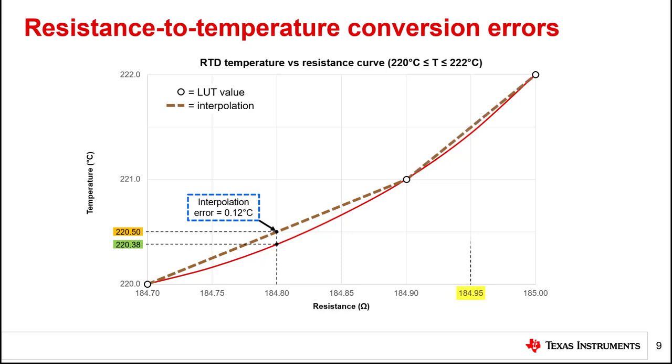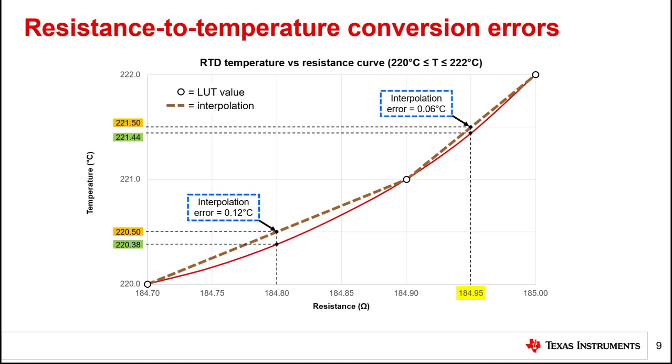A similar interpolation can be performed between 221 and 222 degrees Celsius, where a measured resistance of 184.95 ohms yields a 0.06 degrees Celsius difference between the actual temperature and the interpolated value. Both of these results illustrate that a lookup table and the linear interpolation algorithm make assumptions about the shape of the actual RTD response, and those assumptions can lead to calculation errors. Using polynomial equations instead of lookup tables can help avoid linear interpolation errors because a polynomial equation is better at representing the actual shape of the RTD response curve.